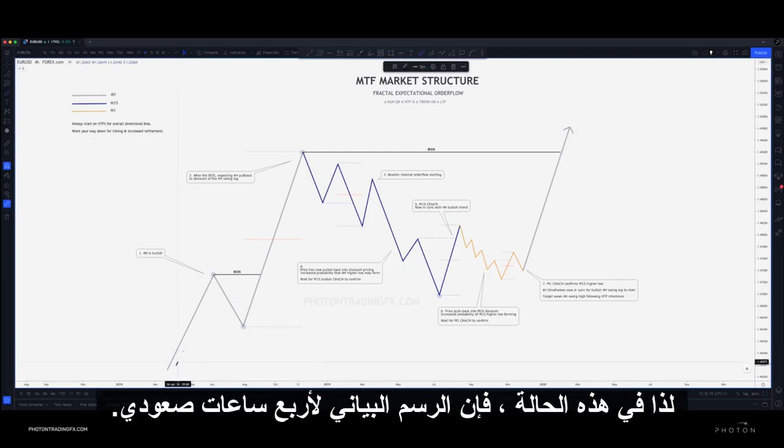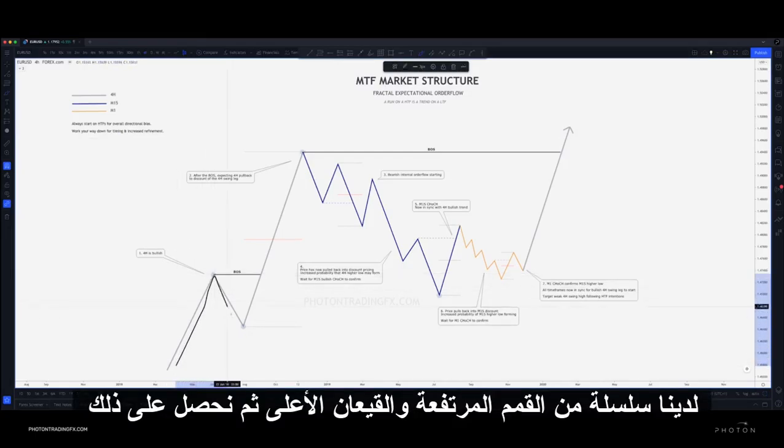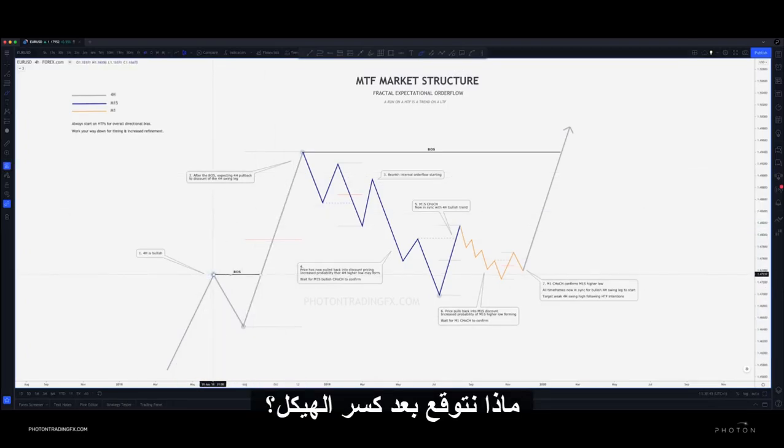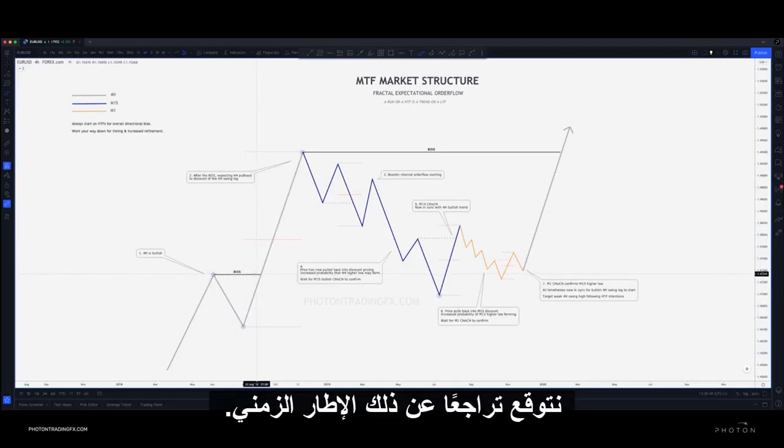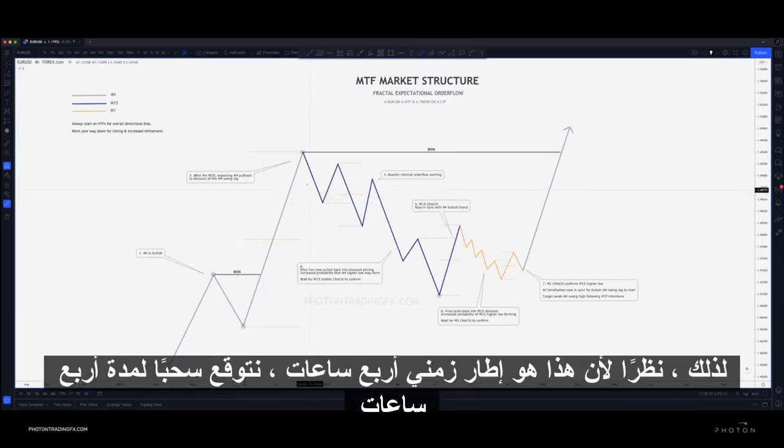So in this case, the 4 hour chart is bullish. We have a series of higher highs, higher lows, and then we get that break of structure. What do we expect after a break of structure? We expect a pullback on that time frame. So because this is a 4 hour time frame, we expect a 4 hour pullback, right?